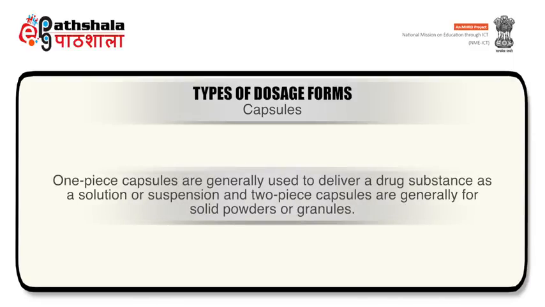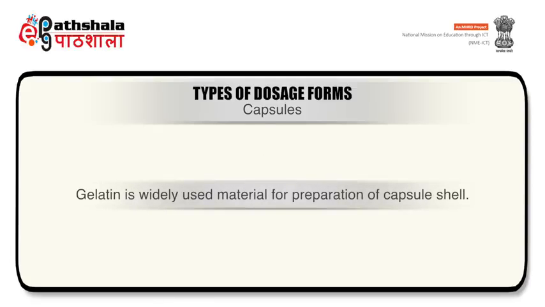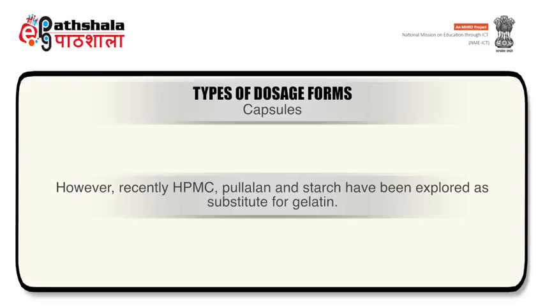One-piece capsules are generally used to deliver a drug substance as a suspension, and two-piece capsules are generally for powders or granules. Gelatin is a widely used material for preparation of capsule shells. However, recently HPMC, pullulan and starch have been explored as substitutes for gelatin.